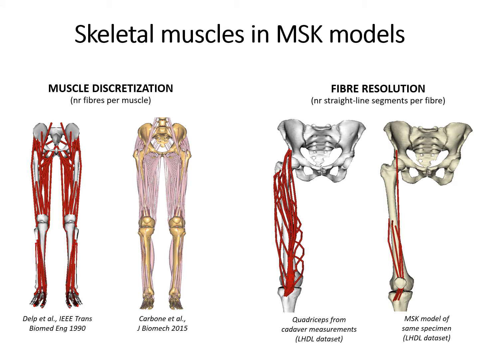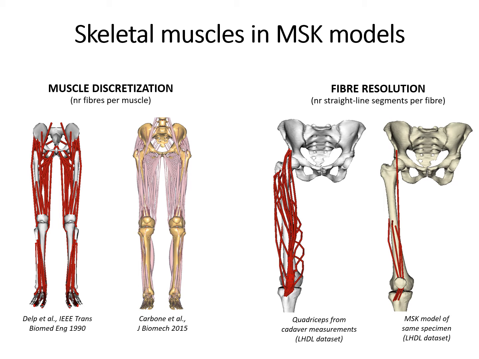The two main aspects influencing the anatomical model are the muscle discretization and the fiber resolution. The muscle discretization indicates how many fibers or lines of action are used to represent each muscle. And here you can see two examples of lower limb models with very different discretization levels. The fiber resolution, instead, indicates the number of straight line segments used to represent each line of action. And here you can see the difference in smoothness, but also total length, between a representation of the quadriceps that uses a large number of straight segments and one that uses very few.